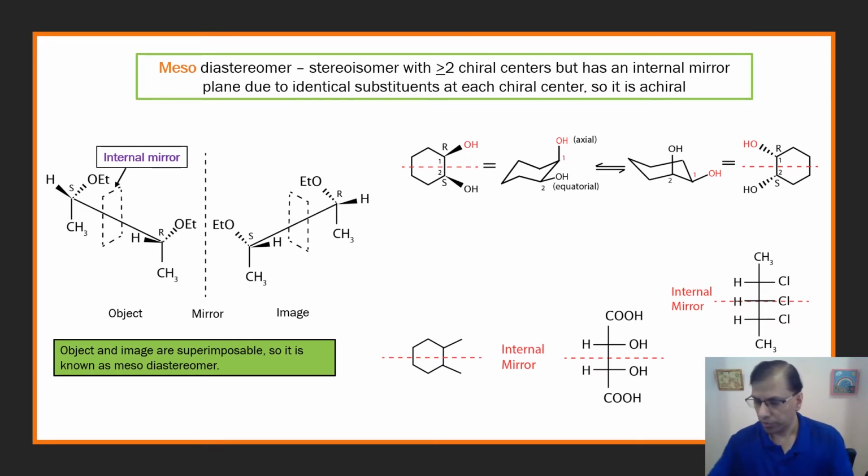So I have a few more examples for you which have internal plane of mirror. This is 1,2-dimethyl cyclohexane. You can draw internal plane of mirror right here. This is tartaric acid. It also has an internal plane of mirror. And this is another molecule which has an internal plane of mirror.